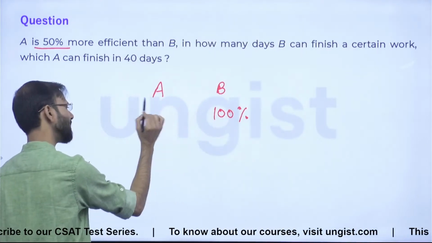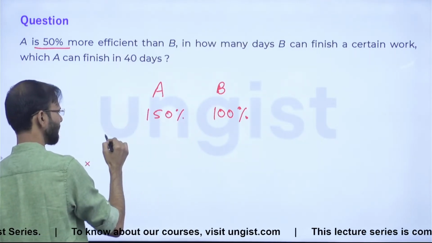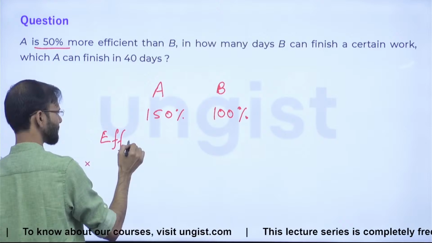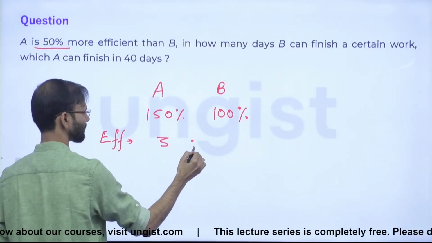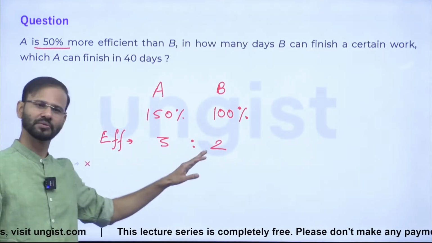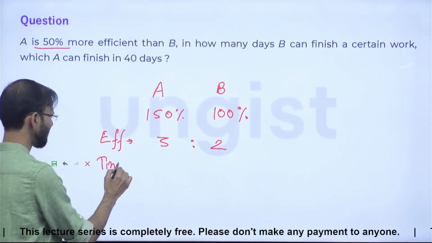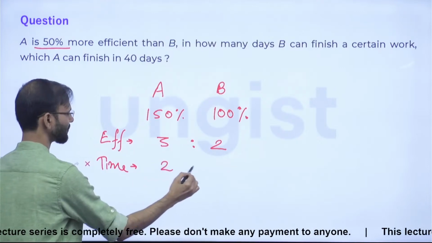So efficiency of A must be 150%. Guys, is it fine or not? Right? So ratio of their efficiencies will be what? 3:2. Okay? So ratio of their efficiencies will be 3:2, right? So now time taken by them to complete the same task will be in the ratio 2:3.